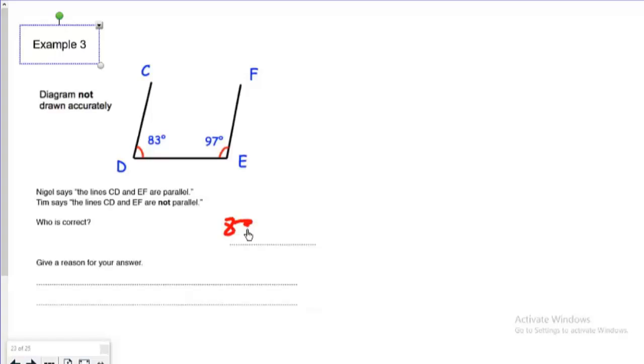We have 83 plus 97. So you are now the referee for them. 83 plus 97, and this will give me 180 degrees. So now because that property holds, because the interior angles over here are adding up to 180, then that can only be possible if these two lines are parallel.